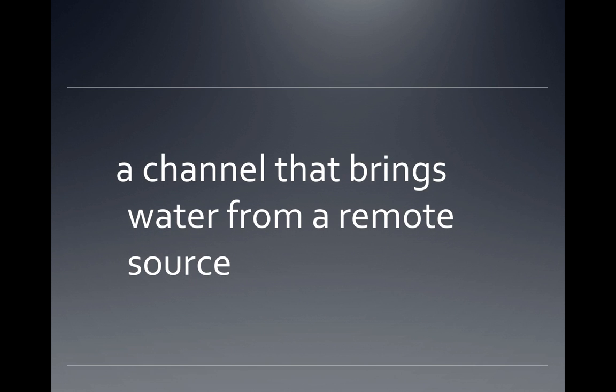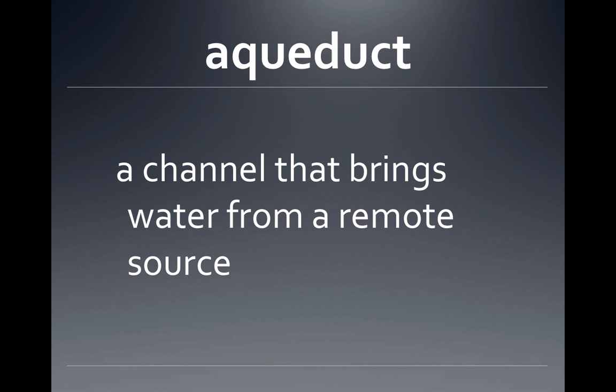The next definition is a channel that brings water from a remote source. The word is aqueduct. An aqueduct is a channel, like a pipe or like a river, but that's made out of concrete. It's man made that brings water from a remote source. The most famous aqueducts in the United States are in California. The south of California is very dry, but Northern California has huge rainy seasons. It's very wet in Northern California.